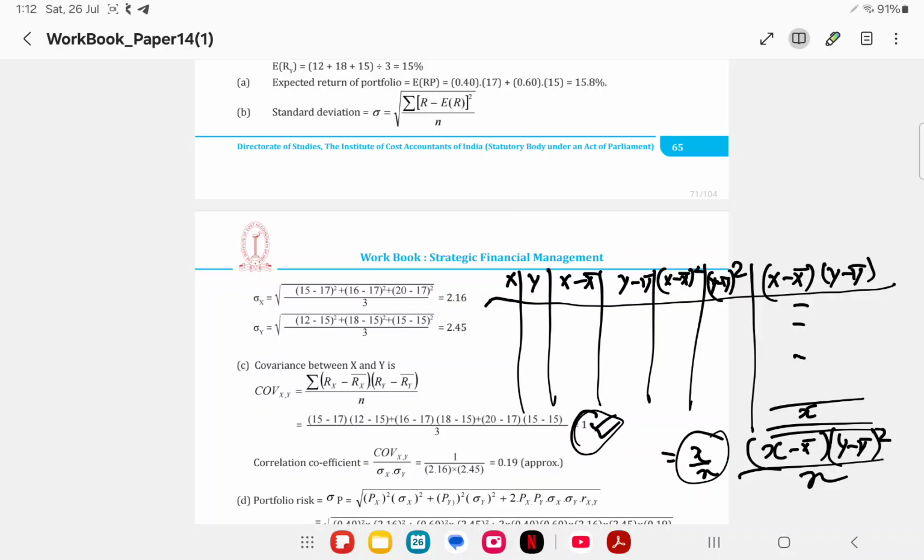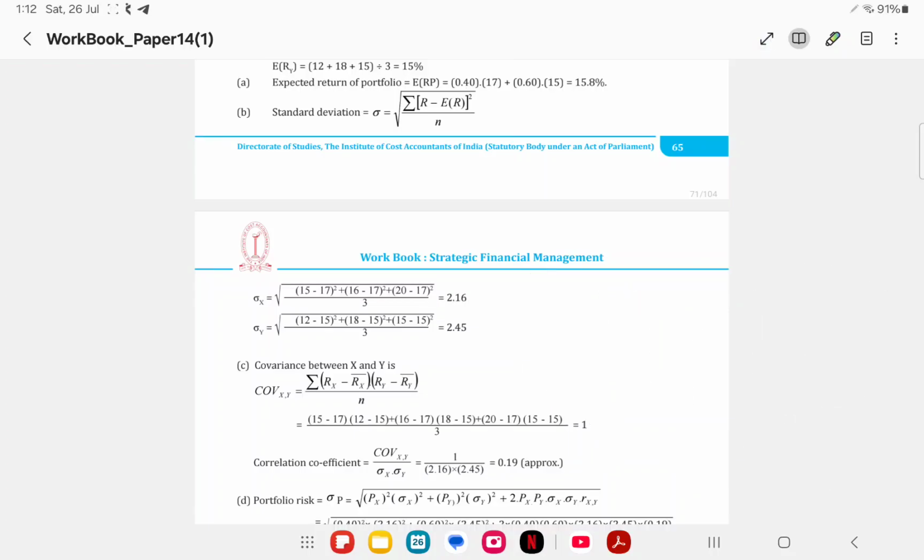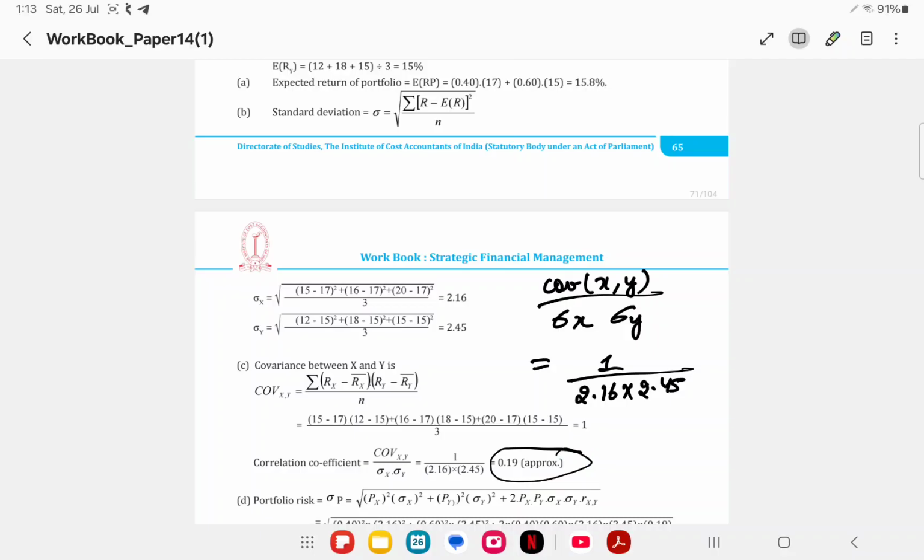So how will you calculate the correlation coefficient? There's a formula for that. The correlation coefficient is the covariance of XY divided by the standard deviation of X into the standard deviation of Y. So the covariance of XY is 1, divided by the standard deviation of X, 2.16, into 2.45. So 0.9 will come as the correlation coefficient.